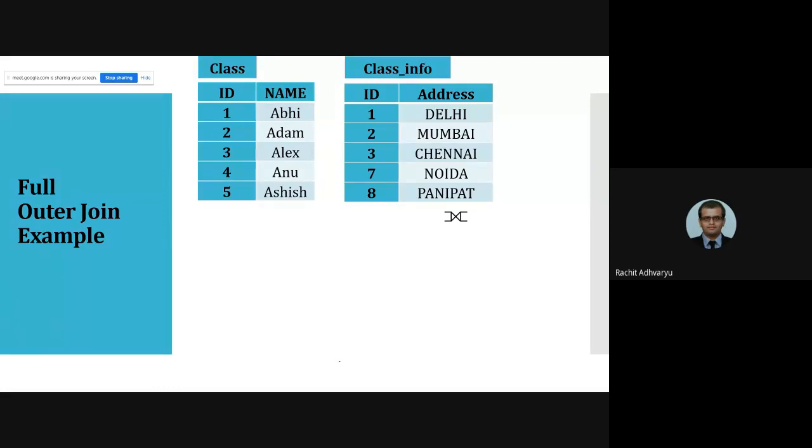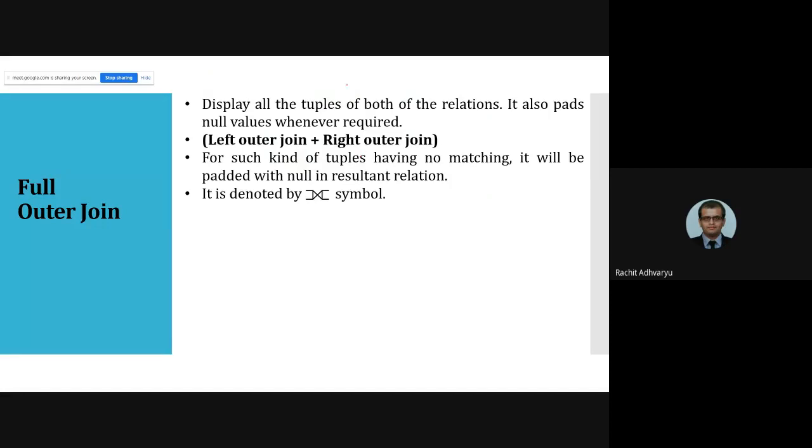Okay, so full outer join means display all the tuples of both the relations. In short, we are going to display both the tables, nothing else. Wherever there are no values or a value mismatch, we will put null. That is the rule of full outer join. So what actually it is? It is the addition or appending of left outer join plus right outer join. So it is symbolized by this particular format, right?